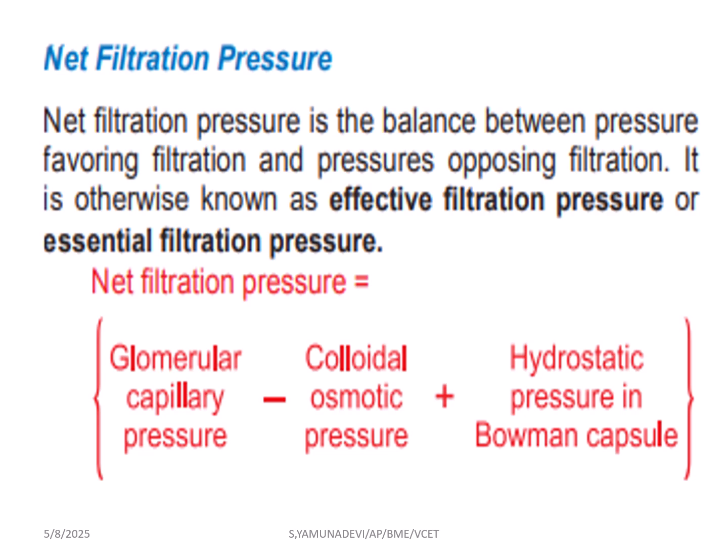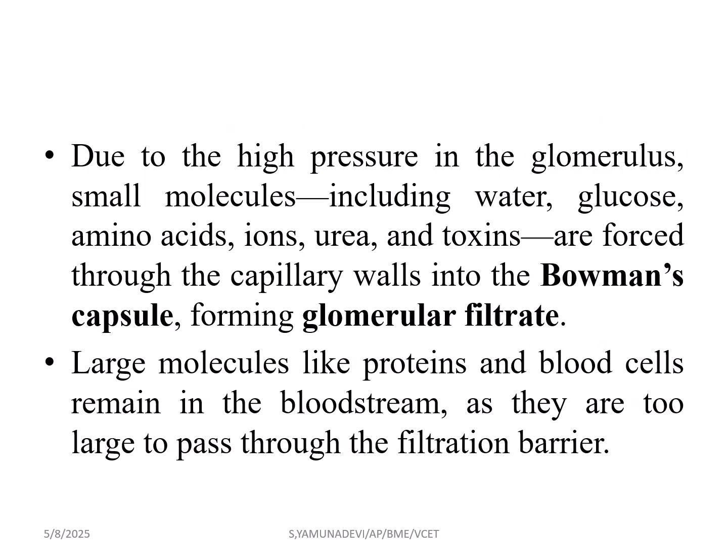Then what does net filtration mean? It is a pressure balance between the forces acting in opposing directions. That is, glomerular capillary pressure minus colloidal osmotic pressure plus hydrostatic pressure in the Bowman's capsule. Due to the high pressure in the glomerulus, small molecules, including water, glucose, and amino acids, are forced through the capillary walls into the Bowman capsule, forming the glomerular filtrate. Large molecules like proteins and blood cells remain in the bloodstream. They are unable to pass through the filtration barrier.